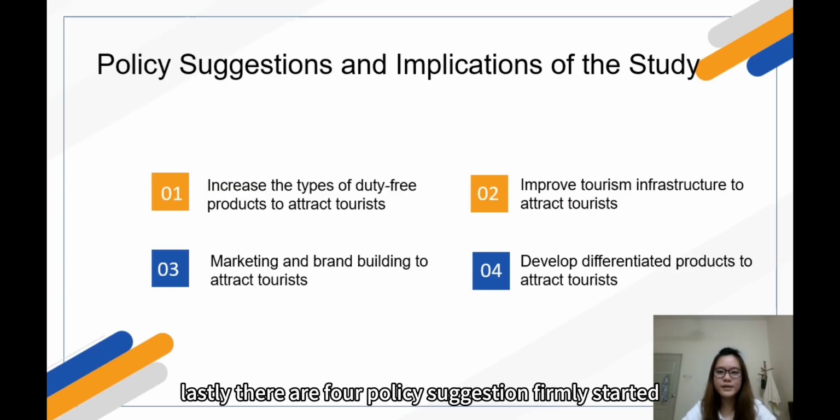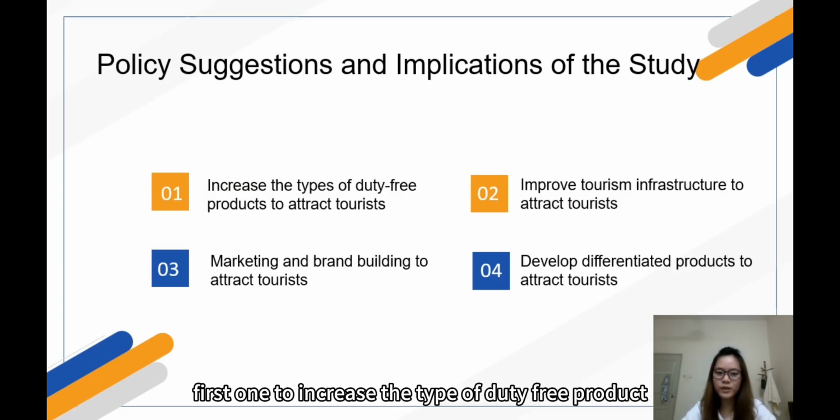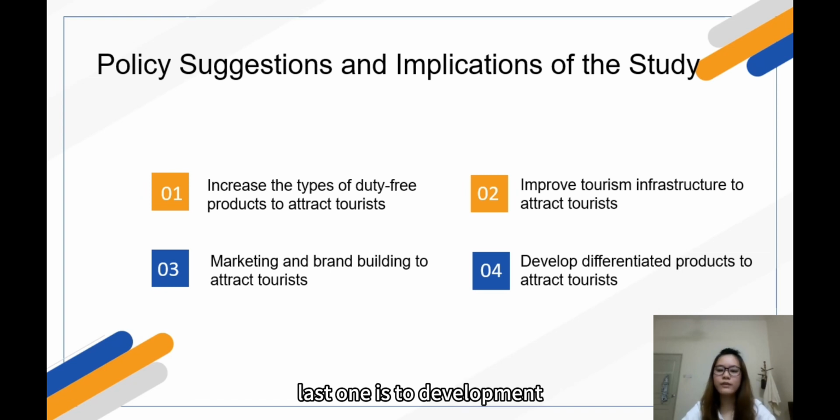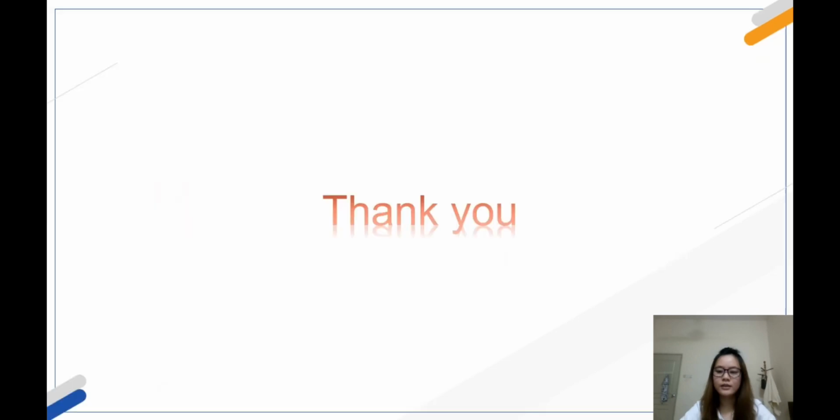Lastly, there are 4 policy suggestions from this study. First one, to increase the type of duty-free products. Second is to improve tourism infrastructure. Third is to activate marketing and brand building. Last one is to differentiate products.